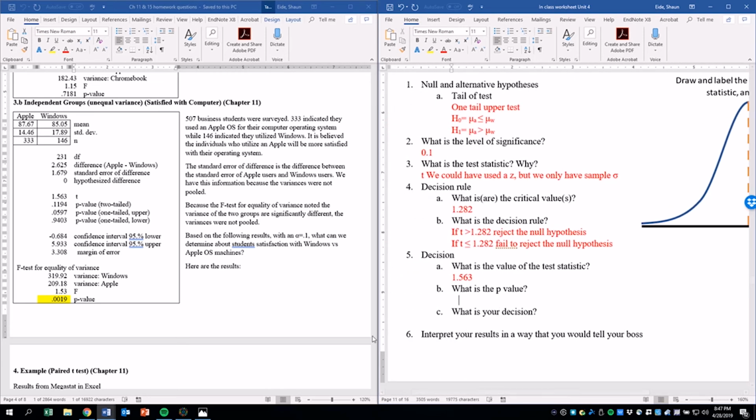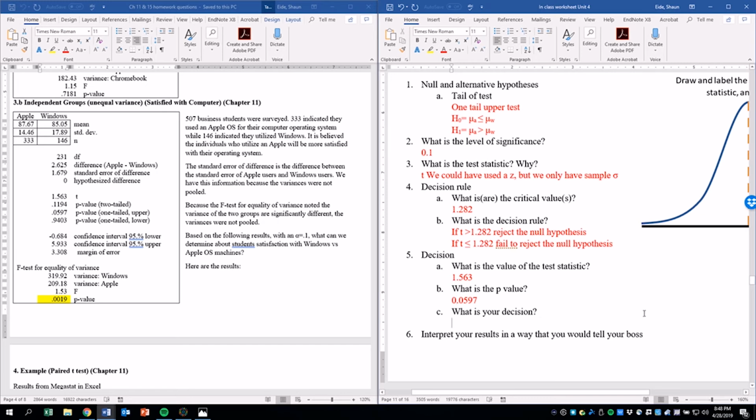Next thing that we're going to do is, what is the p-value? Let's take a look at the p-value. Notice there's a p-value down here. This is not the p-value that we're using. This is the p-value for the f-test. We also have a p-value for a two-tailed test. This is not a two-tailed test. This is a one-tail upper-tailed test. So the one that we're looking at is this one right here, 0.0597. Okay. So let me just put this right here, 0.0597.